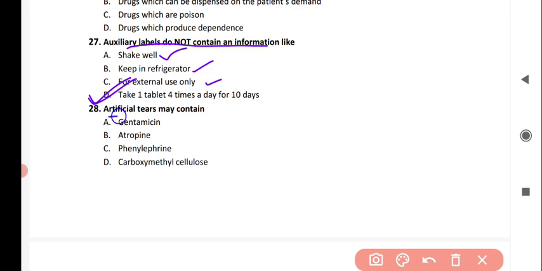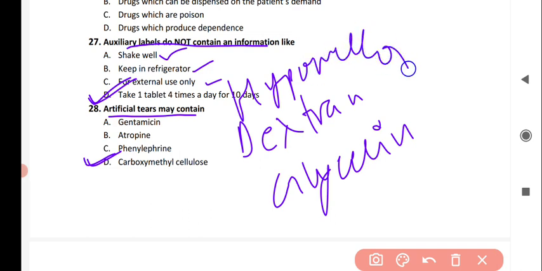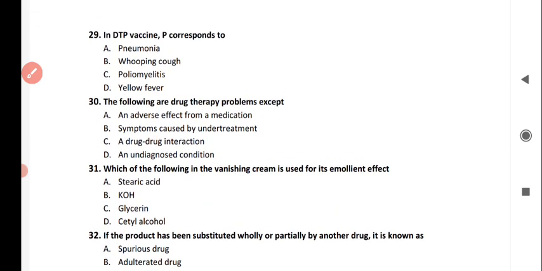The next question is: artificial tears may contain. So artificial tears contain carboxymethylcellulose. There are also other substances that can be present in artificial tears, like dextran, glycerin, hypromellose. So there are several different drugs that can be used in artificial tears. Then we can move to the next question.